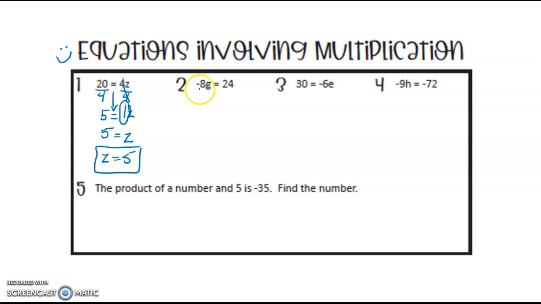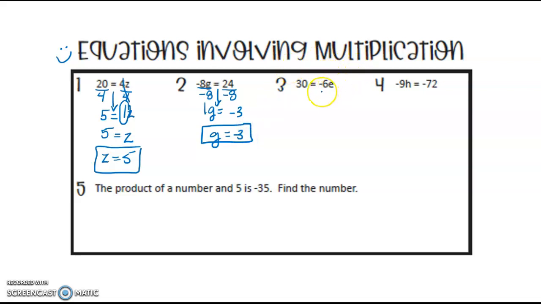Okay. Here I'm going to have to divide by negative 8 to get the G by itself. So negative 8 over negative 8 is 1G. My equals comes down. I'm going to divide by negative 8 over here. You don't know this yet, but when you divide a positive by a negative, you get a negative. So this is negative 3. So I have G is equal to negative 3. We're actually going to talk about that this week.